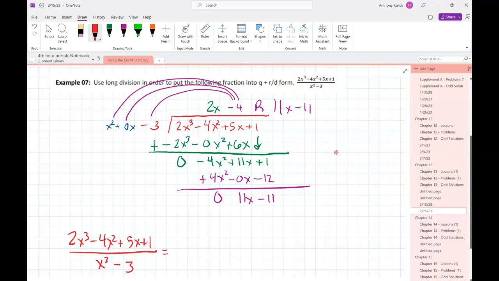So we have this fraction is equal to the quotient plus the remainder over the divisor. Did you guys kind of remember doing this last year? Yes. Good. Okay.